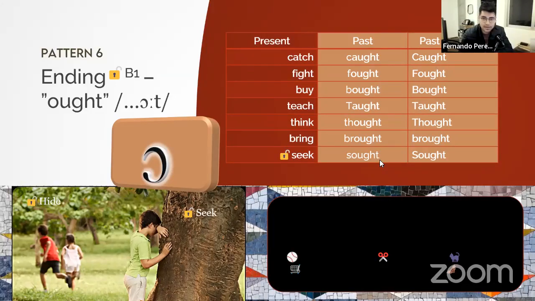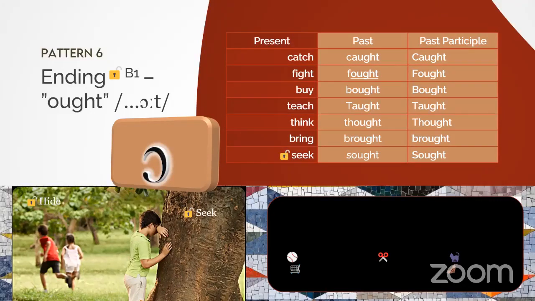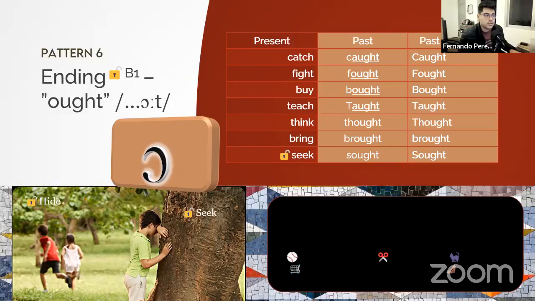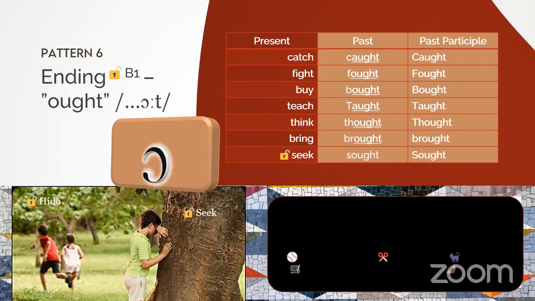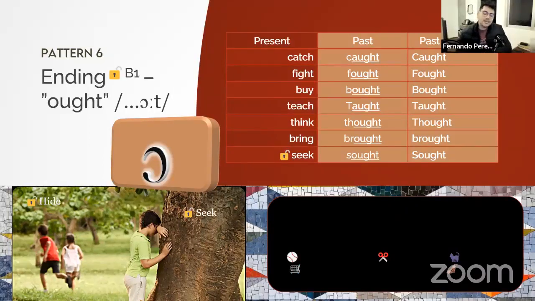The rest, similar. Present fight, past fought. Everybody? Fight, fought. Fought. Perfect. Buy, bought. Teach, taught. Think, thought. Think, thought. No O. I heard one person saying O. Again, think, thought. Everybody, one person. Think, thought. Okay, that sounds better. And the last one. Seek, sought. That's it. You are speaking correct English.